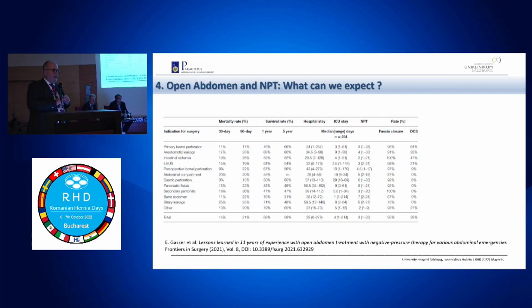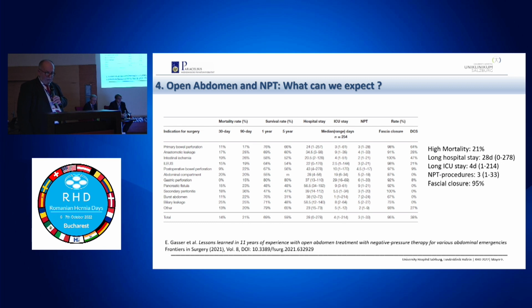Open abdomen treatment with negative pressure therapy, what can we expect by using this concept? There's a fine publication by Gasser from the University Hospital of Innsbruck. It shows that we are confronted with a high risk of mortality, up to 21%. We have long hospital stays, long ICU stays, negative pressure therapy procedures up to more than 30, median 3, and a fascial closure rate of up to 95%. This is mainly due to the use of negative pressure therapy and a stepwise approach to the fascial closure.